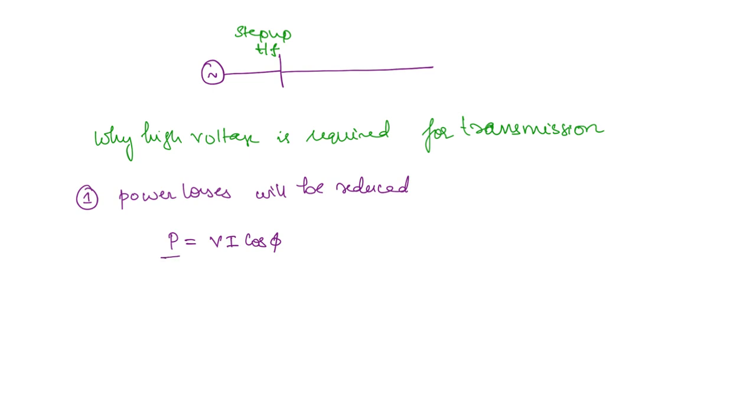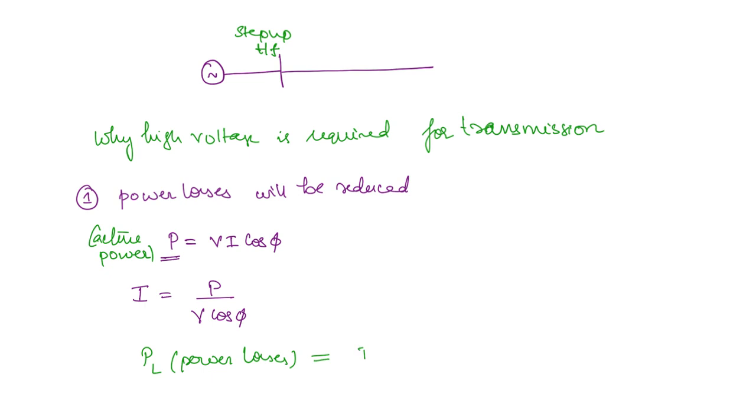So for a particular power that is to be delivered, what will be I? I is equal to P by V cos phi. Okay, and now we can write the power losses. This is power losses and this is the active power that is transmitted. So what is the power loss? This is equal to I square into R, where R is the resistance of the transmission line.